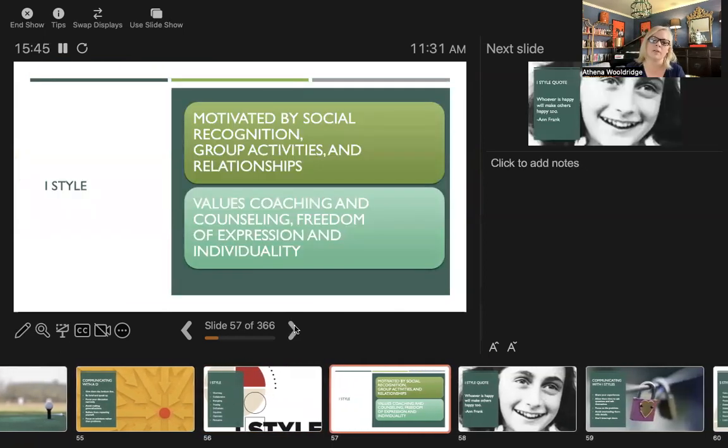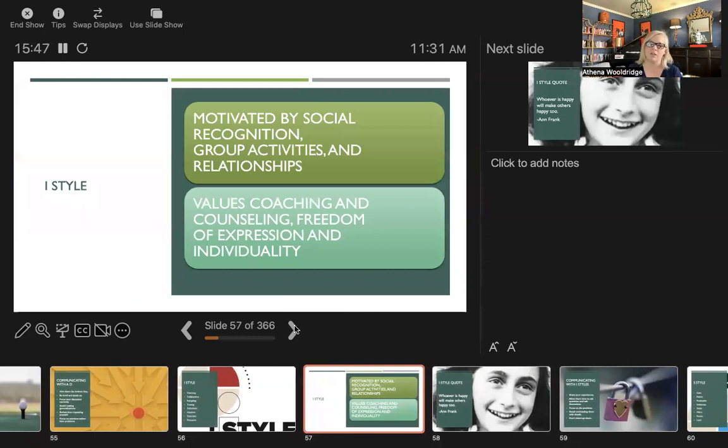All right, so what about an I? Well, they're motivated by social recognition, and that makes sense if you're in that limelight, if you're a celebrity, an entertainer of some sort, a politician. They want that social recognition. They value coaching. They want that freedom of expression and individuality. They want to be who they are. You know, I'm going to be me. That's who the I's are.